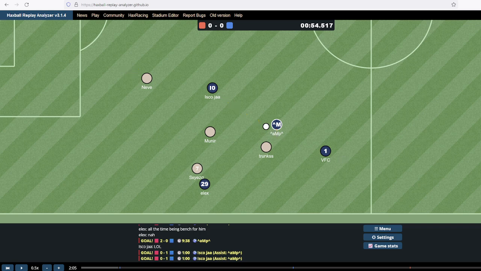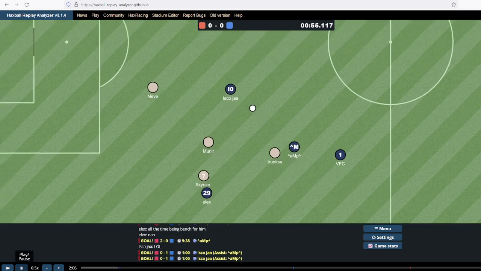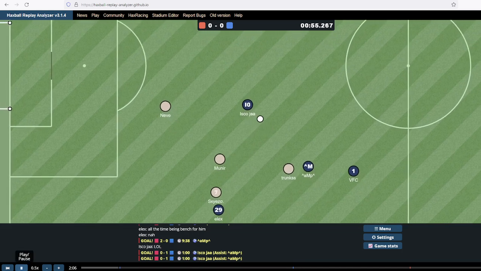And now I want you, when I unpause, to see what the number 10 actually does and how much time and space he has to make the decision. Let's see. So the pass goes there, and see the goalkeeper keeps going backwards.